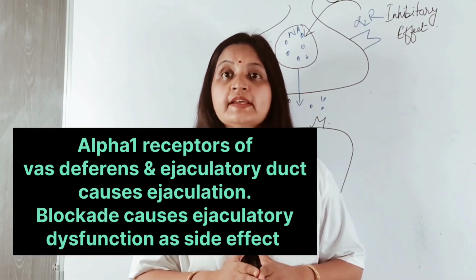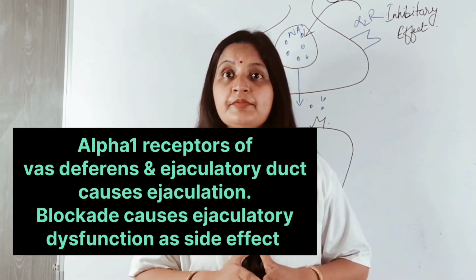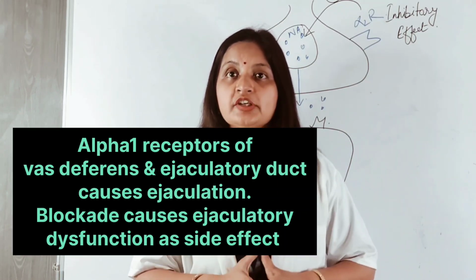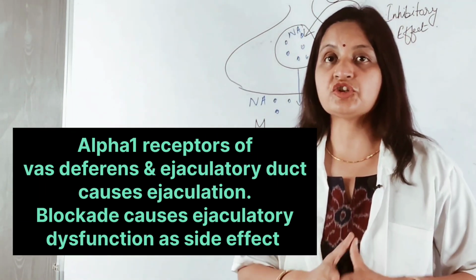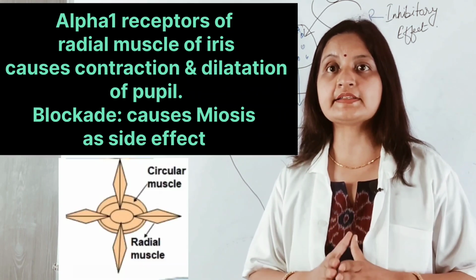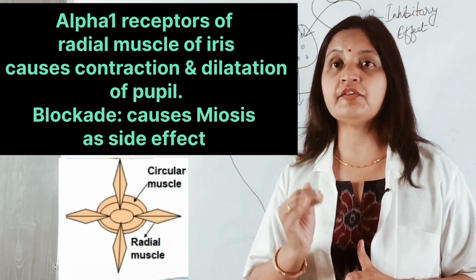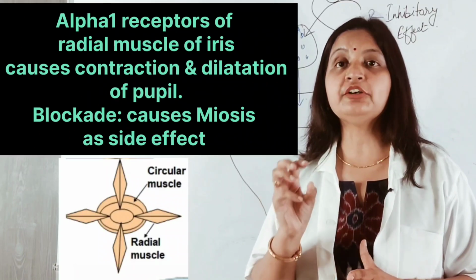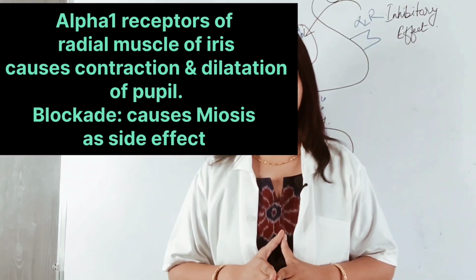Alpha 1 receptors are also expressed in the vas deferens and ejaculatory duct. Stimulation of these receptors causes constriction of the ejaculatory duct, causing ejaculation. Blocking these receptors causes ejaculatory dysfunction. Alpha 1 receptors are also present in the radial muscle of the iris. Since the muscles are radially arranged, activation of alpha 1 receptors causes contraction of the radial muscle of the iris, leading to dilatation of the pupil. So blocking the receptor results in miosis.